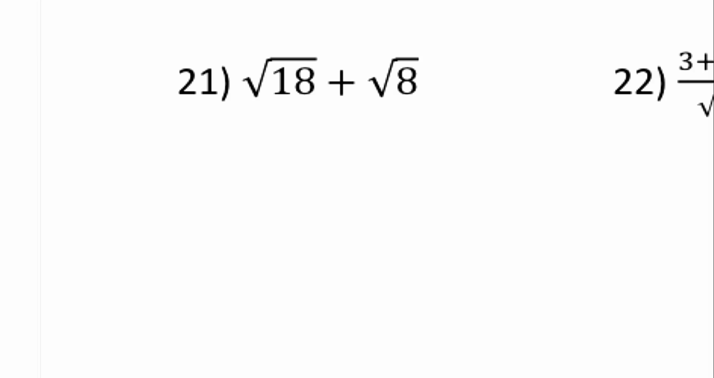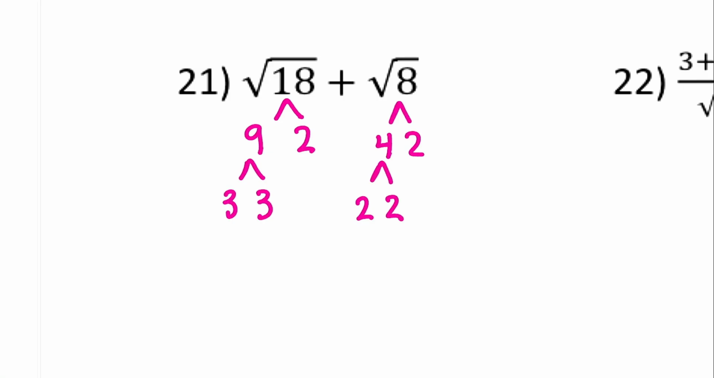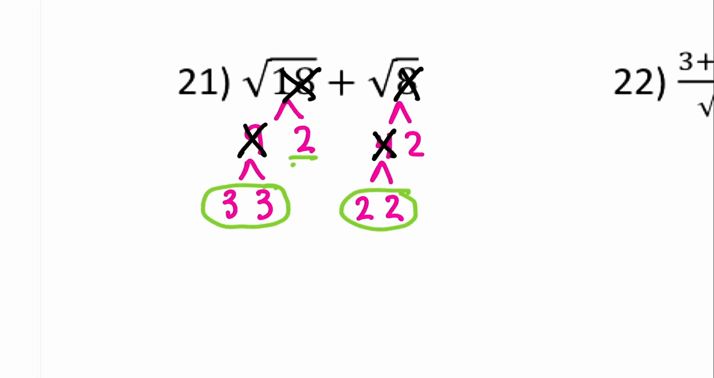Let's practice on just numbers. So we have the square root of 18 plus the square root of 8. We can go ahead and factor this down. We have 9 and 2, 3 and 3. We have 4 and 2 and 2 and 2. Let's go ahead and cross off all the ones that we've already broken down so that we don't get confused. And we're going to circle our pairs now. So we have a pair of 3s and a pair of 2s. And both of these have an additional 2 left over.